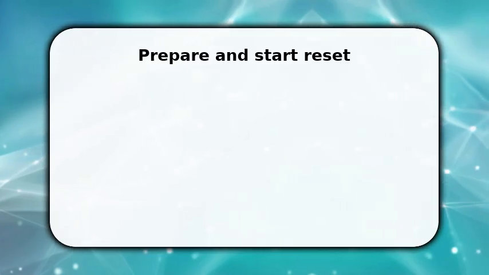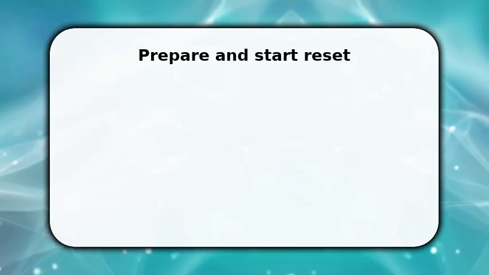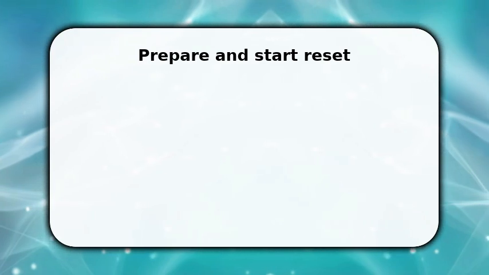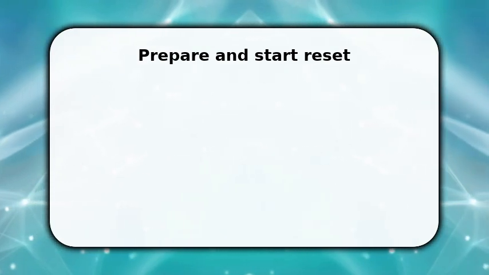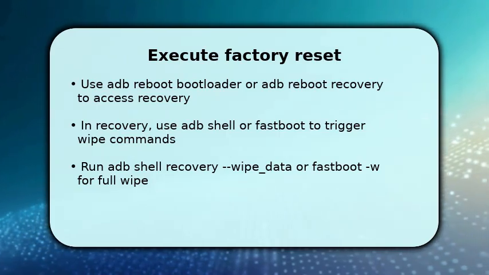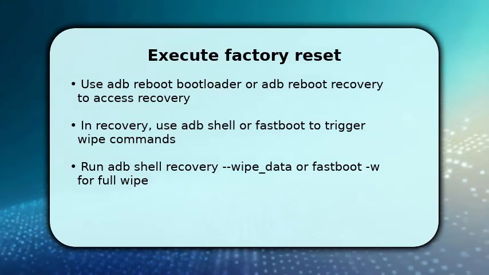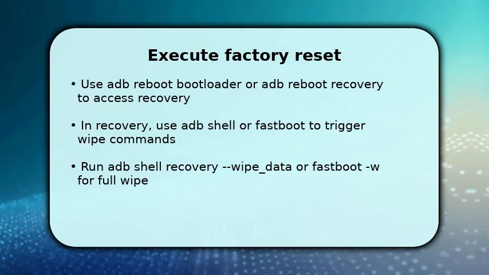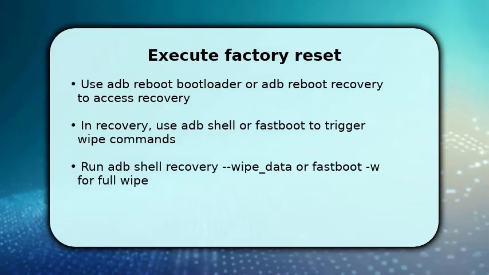Once connected, open a terminal or command prompt and run adb devices to confirm the phone appears. This verifies the connection. Once the device shows in ADB, you'll access recovery or bootloader to perform the actual wipe. Use adb reboot bootloader or adb reboot recovery. This puts the phone in the correct mode.